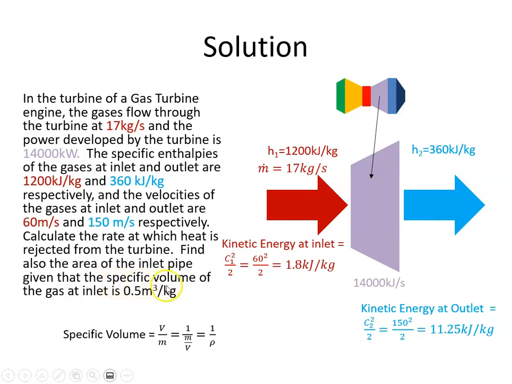The question also tells us the specific volume. Specific volume is volume per mass, and if I divide above and below by V, I get 1 over m over V, and mass over volume is density. So specific volume is the reciprocal of density.